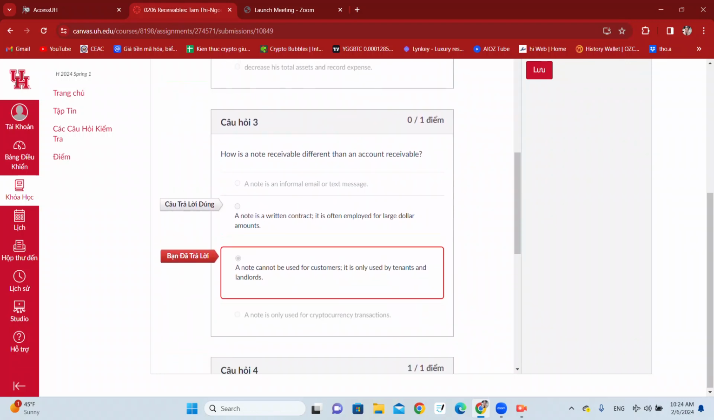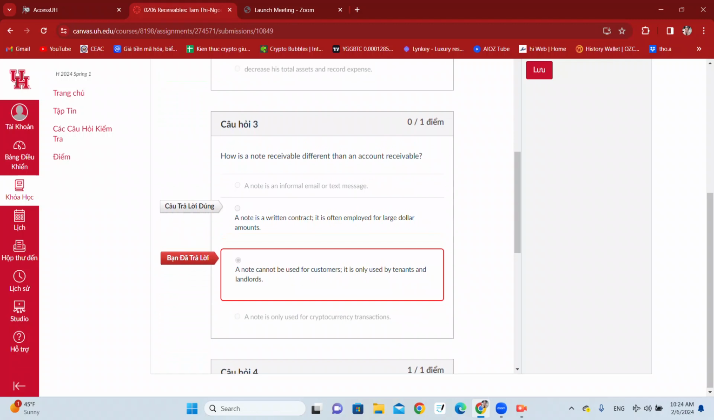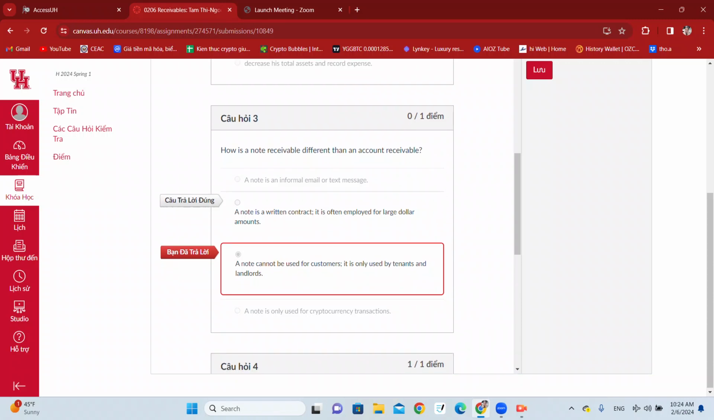Okay, now we get into basically the vocabulary, if you will. What is the difference between a note receivable and an account receivable? A note is more formal. It is written. There's nothing that says it's only for tenants and landlords. Anyone who wants to formalize a receivable can ask for a note, and it certainly is not only for cryptocurrency. So the second choice is the right one. It's a little bit more formal. It is written, and it's usually what parties agree to create when the dollar amount is actually fairly high.